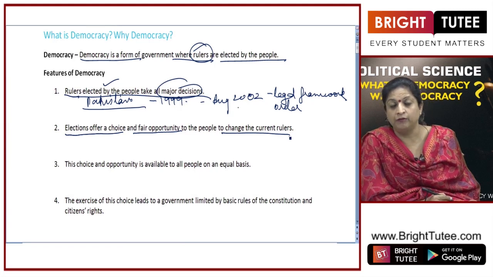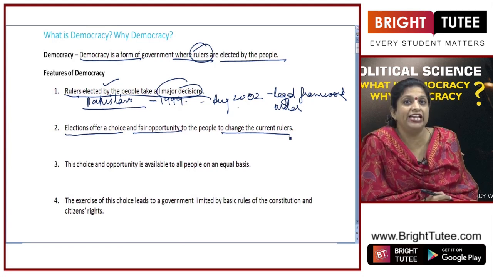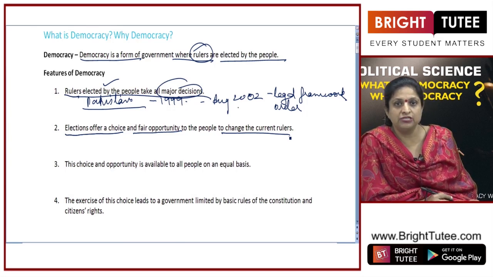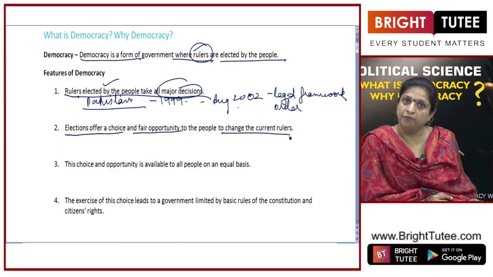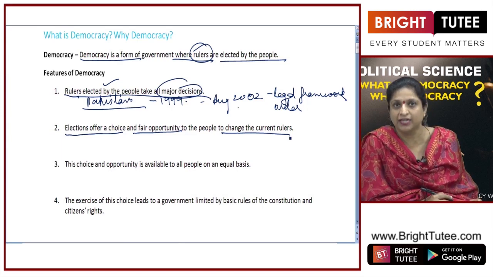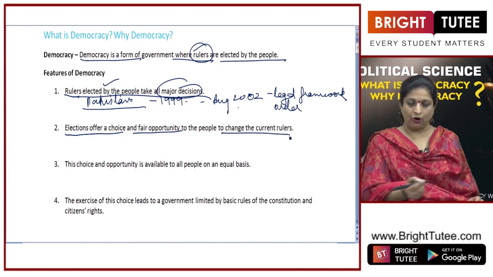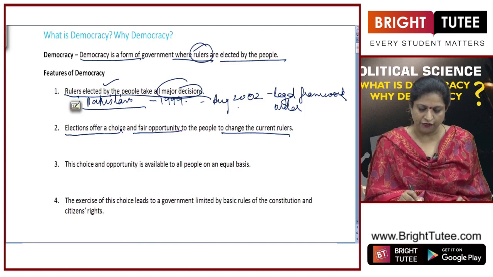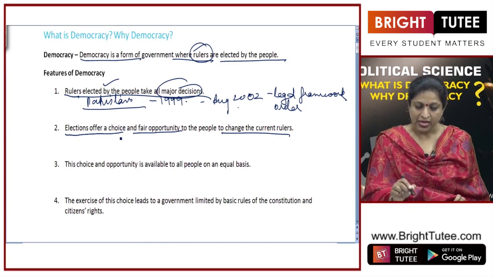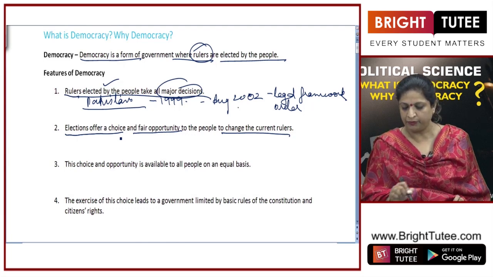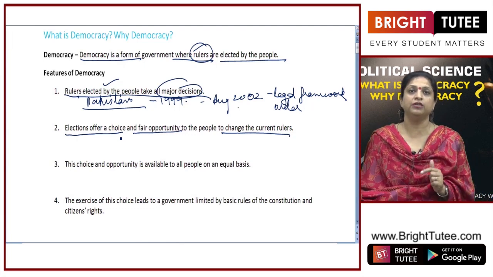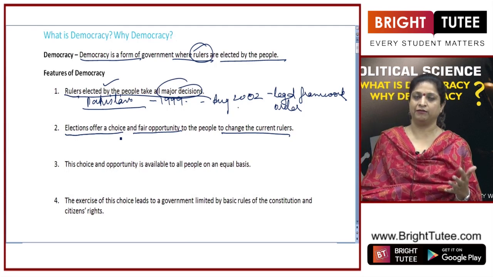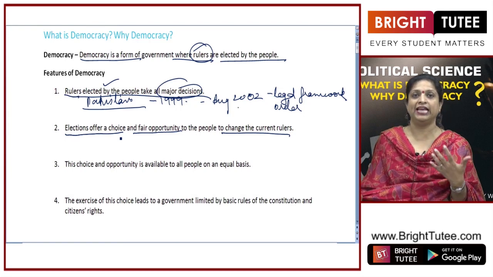Choice is very important, but at the same time the voters should be free to express their choice, and in our country these free and fair elections are conducted by an independent body known as the Election Commission. So that is why we call India a democratic country, because elections offer a choice, because we have a multi-party system, and there is a fair opportunity for the people to change the current rulers, and these elections are held in a free and fair atmosphere, and that is to be ensured by the Election Commission.